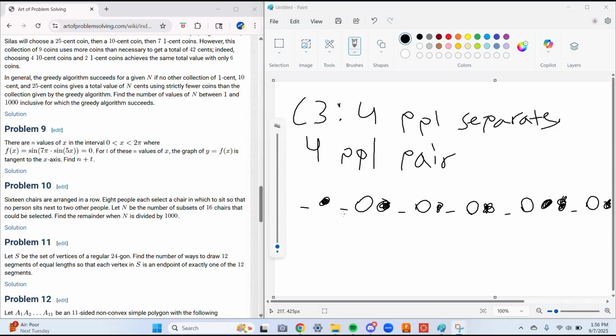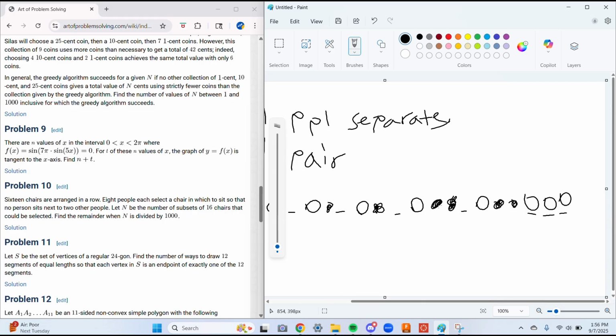Okay, so this is our setup now, right? We have 4 people separated by empty chairs, right? 1, 2, 3, 4. And then we have 4 other people forming 2 distinct pairs. So these 2 people form a pair, and these 2 people form a pair. And after we've done that, we're left with 3 empty chairs.